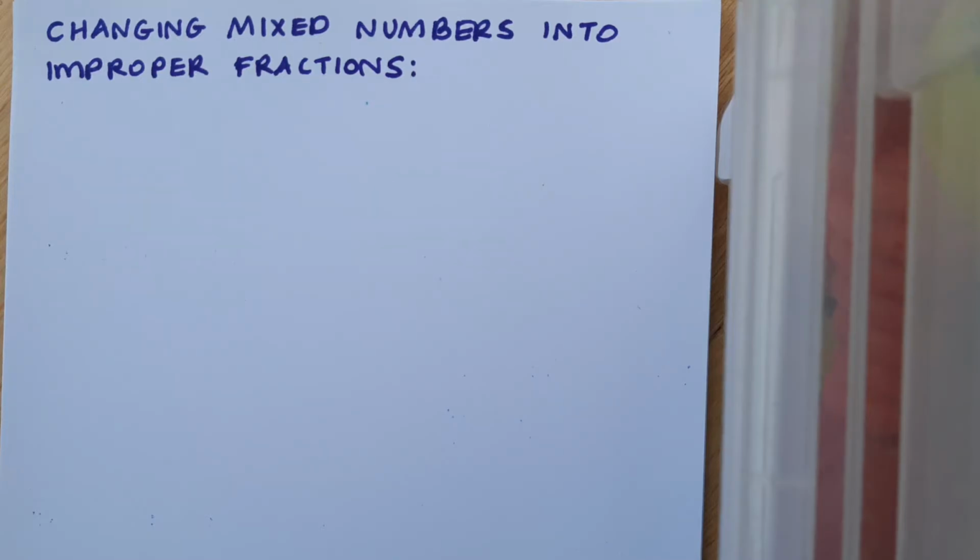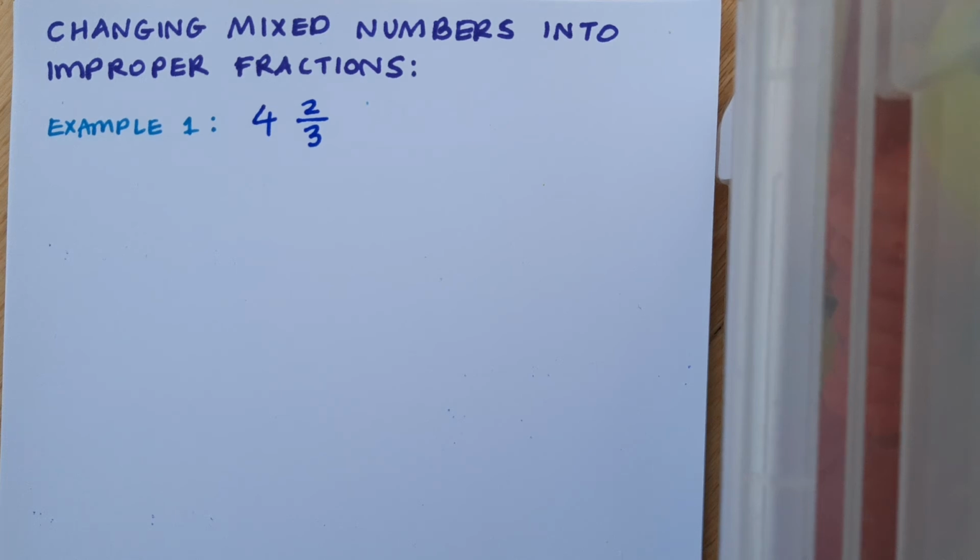Sometimes though we want to go the other way and we want to change mixed numbers back into improper fractions. So let's have a look at how to do that now. So here I've got a mixed number 4 2/3 and I want to change it into an improper fraction. There's a couple of steps that I have to go through for this.